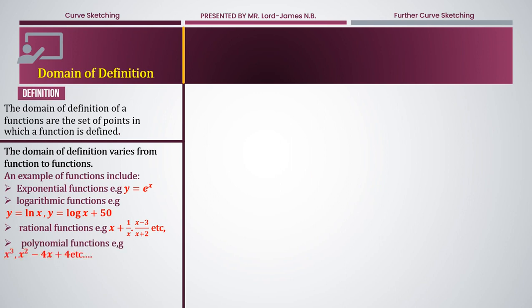We have polynomial functions. Polynomial functions are simply linear functions which can always be written in the form a_n x raised to the power n plus a_(n-1) x raised to the power n minus 1 plus, and so on and so forth, up to the last term a_0. So this is the general definition of a polynomial function.